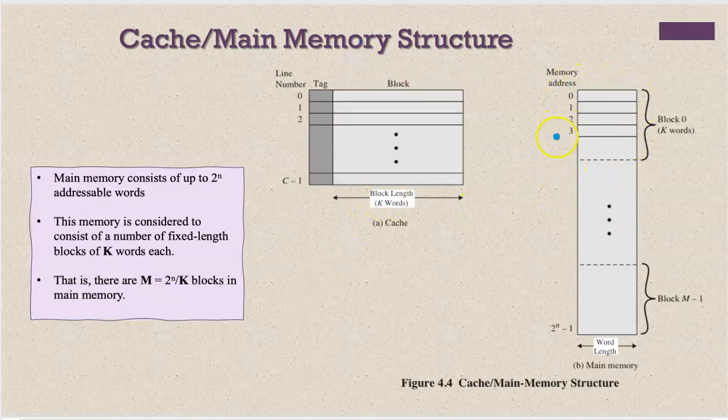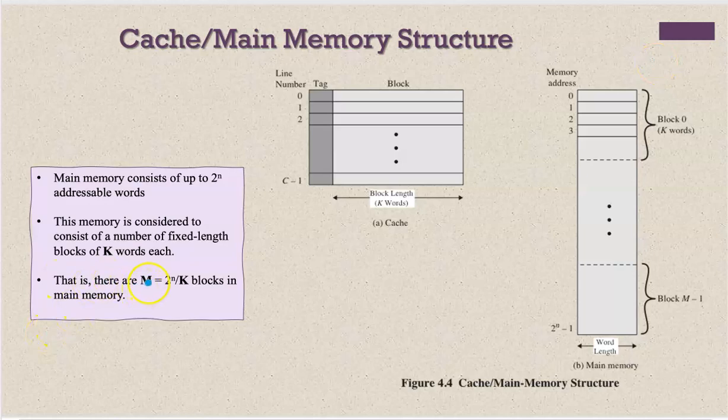Now let's talk about the main memory. The main memory consists of up to 2 to the power of n addressable words. We will talk more on what this means. This memory is considered to consist of a number of fixed length blocks of k words each. So you have k words that make up one block.